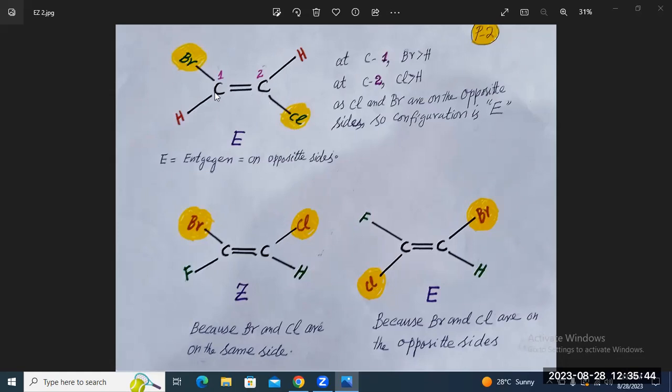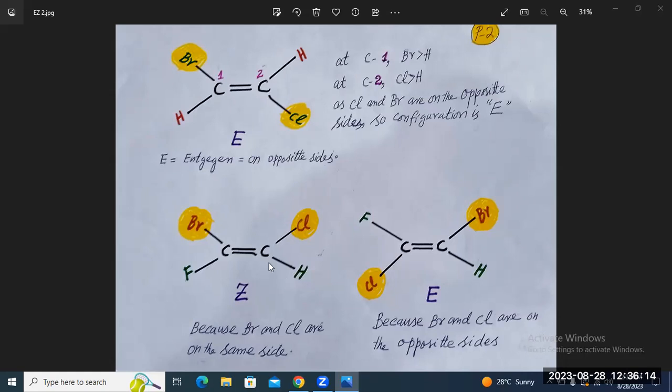But now they are on the opposite side to each other. This is on this side, this is on this side. So they are on opposite side to each other. In this way, we call this configuration as E configuration. E is taken from the German word entgegen, which means on opposite side.